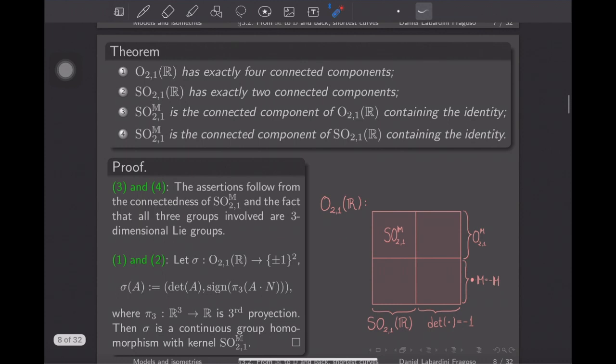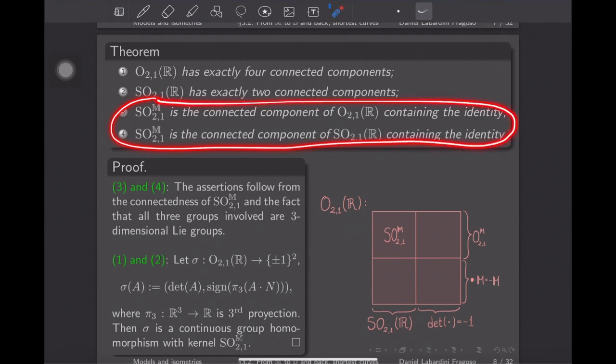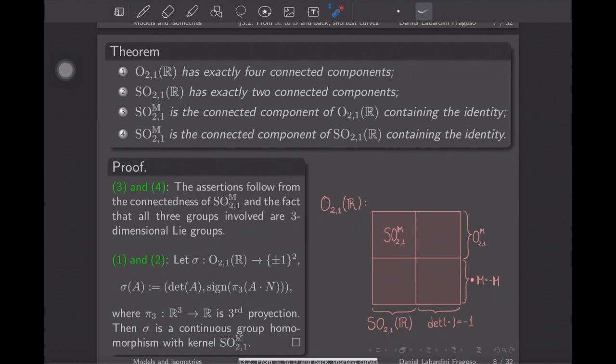I don't think I want to really go on to the proof, but you see the fact that the restricted Lorentz group, or proper orthochronous Lorentz group, is the connected component of the identity in all cases comes from the fact that these are all Lie groups of the same dimension, and this one is connected as we just saw, so it has to be the connected component of the identity in all cases.